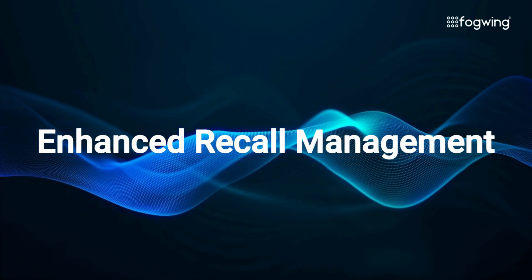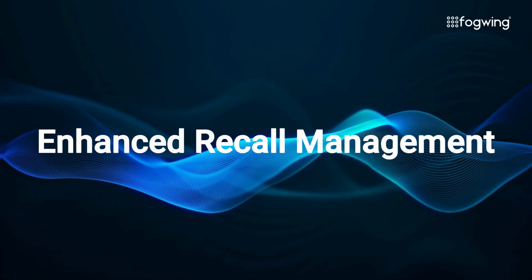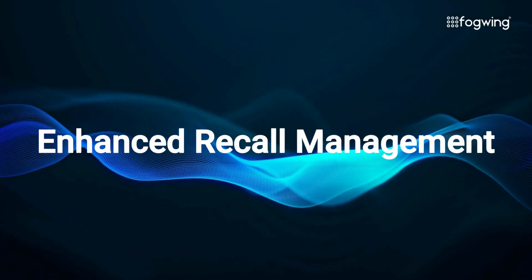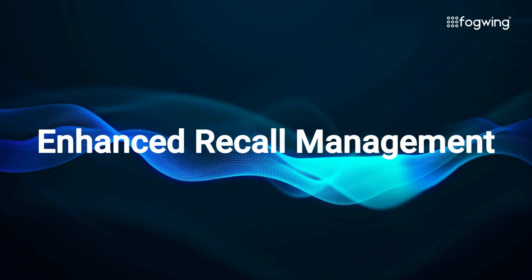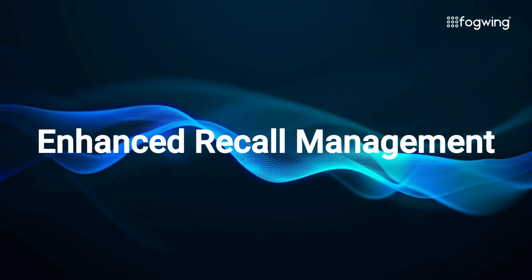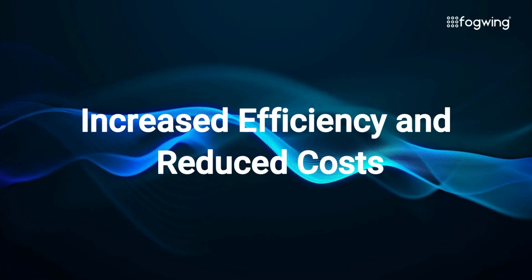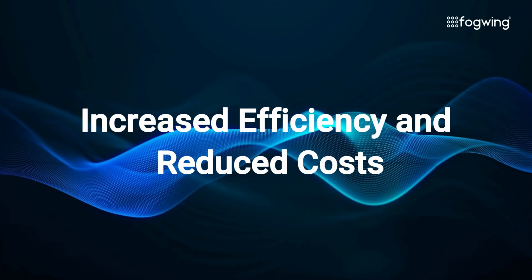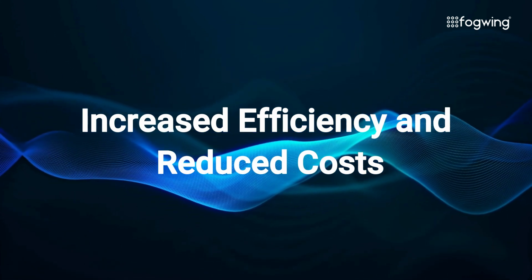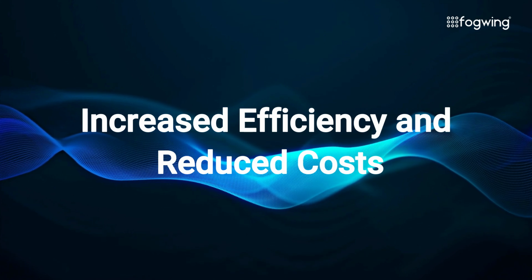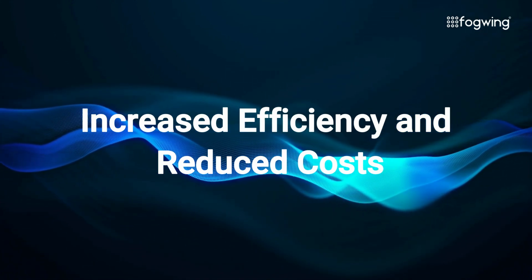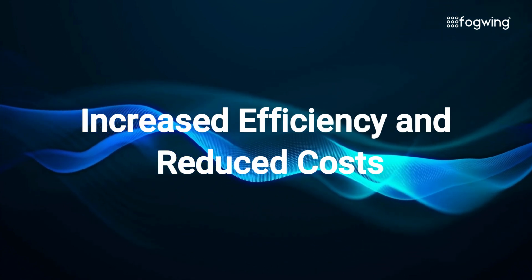Enhanced recall management. In the event of product defects or contamination, track and trace systems make it easy to identify and isolate affected batches quickly. This minimizes the scope of product recalls, reducing financial losses and protecting brand reputation. Increased efficiency and reduced costs. Track and trace technology optimizes supply chain operations by reducing manual processes, improving inventory accuracy, and cutting down on lost or misrouted shipments. Businesses can monitor product flows in real time, which enhances forecasting and operational planning.